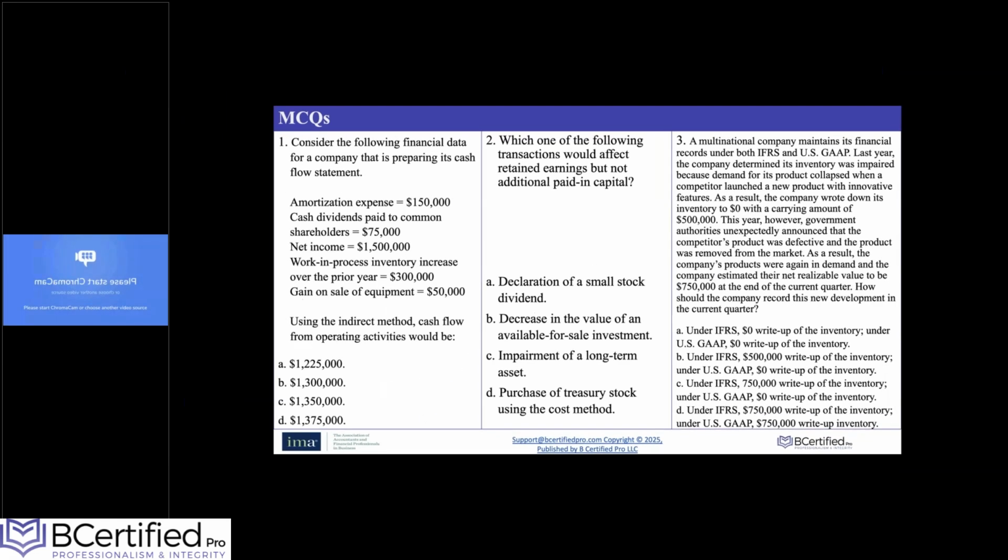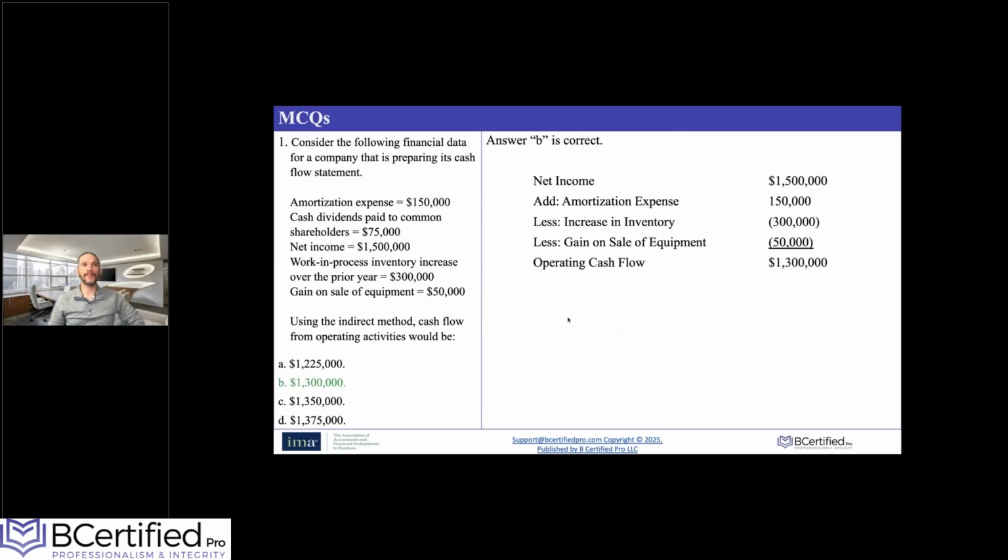Time is up. Come on, everyone. Number 1 is B, using the indirect method, cash flow from operating activities. With the indirect method, we start with the net income and we perform all the adjustments to reach our operating cash flow. So amortization expense is a non-cash item that has to be added back. Cash dividends paid to common shareholders is a cash flow from financing activities. Thus, it does not affect our operating. Net income is our starting point.